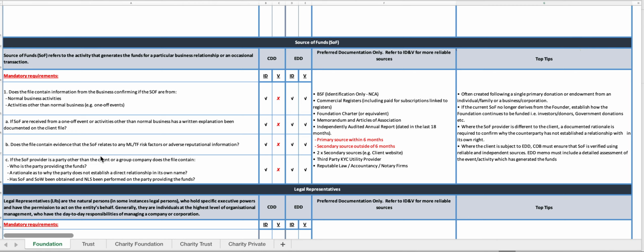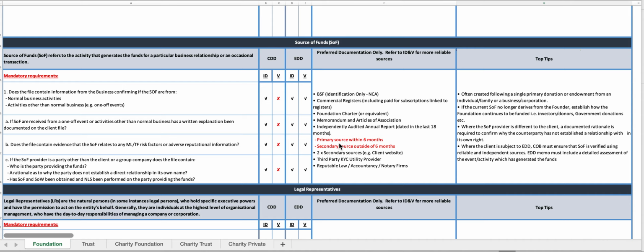And if the source of funds provider is a party other than the client or the group, does the file contain who the party providing the funds is, a rationale as to why the party does not establish a direct relationship in its own right, and has source of funds or source of wealth been obtained or performed by the party providing the funds? Usually most of this you can get from the commercial register, foundation charter, articles of association, annual reports. A lot of this information is obtained from most of these documentations.